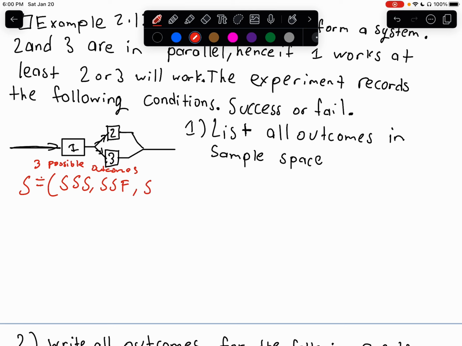We have 1 succeed, second one fails, third one succeeds; first one succeeds, second one fails, third one fails, right? We have the first one fails, second one succeeds, third succeeds; first one fails, second one succeeds, third one fails, right? You see where this is going. First one fails, second one fails, third one succeeds, and the last one is all 3 of the system fails. All right, so this is our sample.